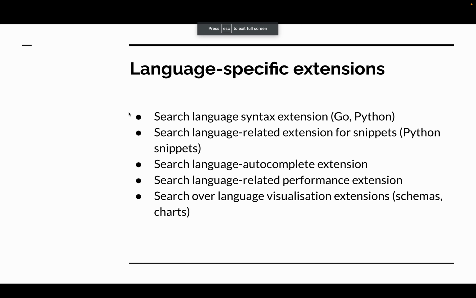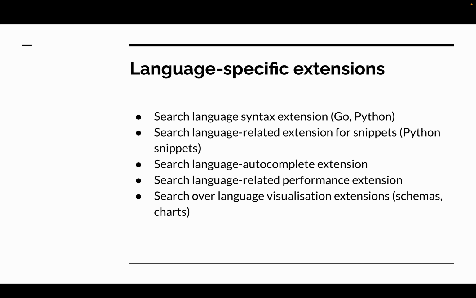Okay, so the next section I want to discuss with you is language specific extensions. I am not sharing the extensions for Python, for Golang, for .NET, but I am sharing with you the algorithm of how you can search for these extensions. First, search the language syntax extension directly, Golang, Python. Another thing, you can search for language related extensions for snippets. It will speed up your code writing.